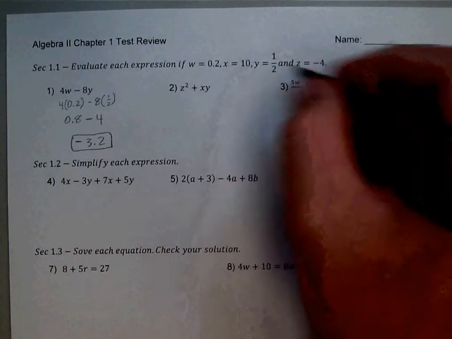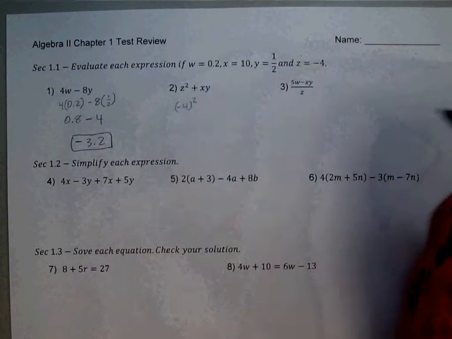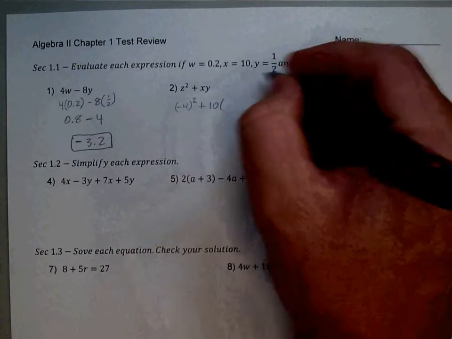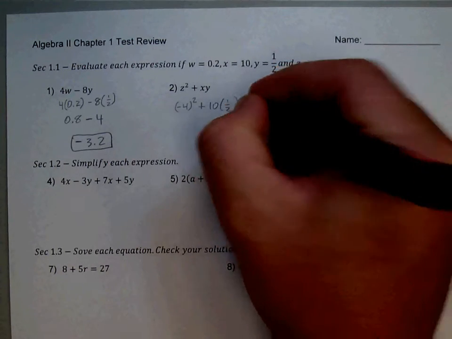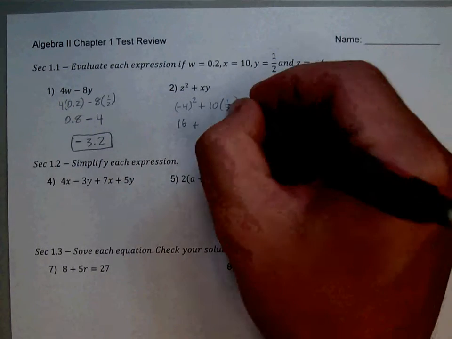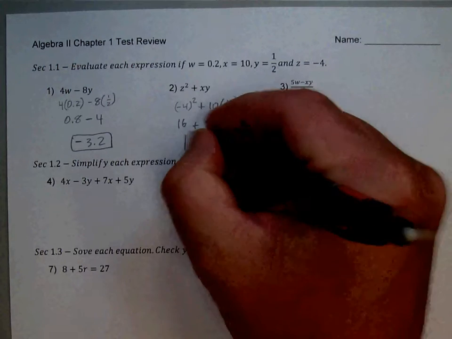Number 2, plug in Z, which is negative 4, and then it's squared, so put parentheses around the negative 4 because the entire Z gets squared, plus X, which is 10, gets multiplied by Y, which is 1/2. Square first, negative 4 squared is 16, and we can do our multiplication. Half of 10 is 5. 16 plus 5 would be 21.